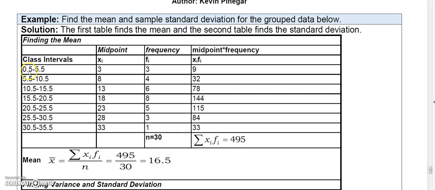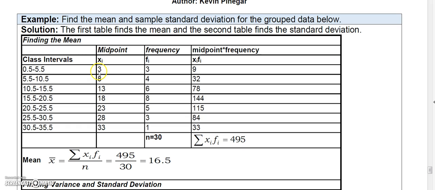So to calculate the mean, I just find the midpoint of each of these intervals, which I wrote right here in this column. It doesn't matter whether you write the midpoint or the frequency column first, but these are the midpoints, and then these are the frequencies.